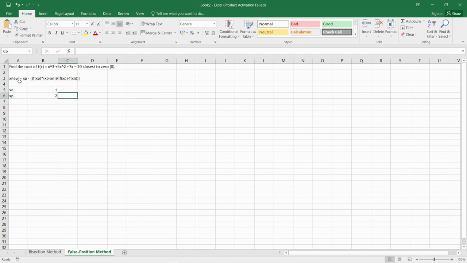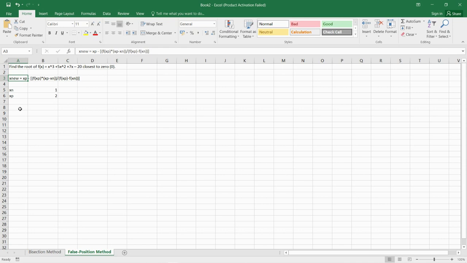Here we are going to use x nu equals xp minus quantity f of xp times xp minus xn all over f of xp minus f of xn. From the previous example, we already solved for the initial values, which are 1 and 2. Our xn is 1 and our xp is 2.